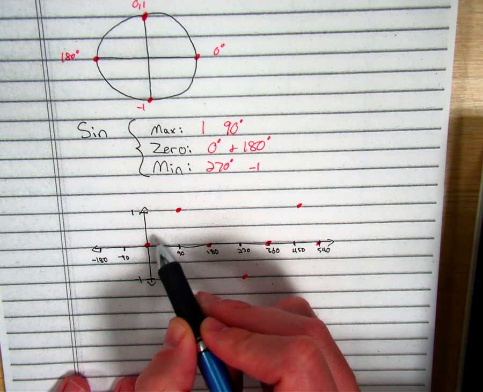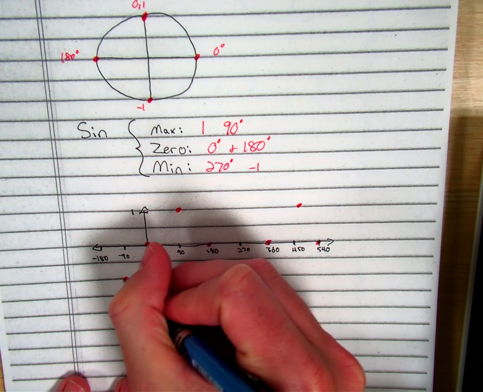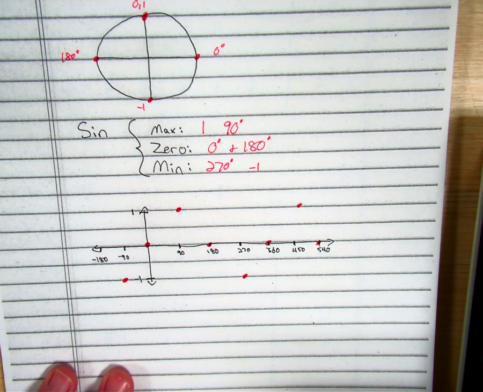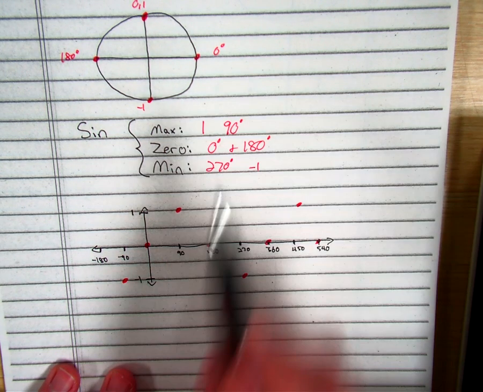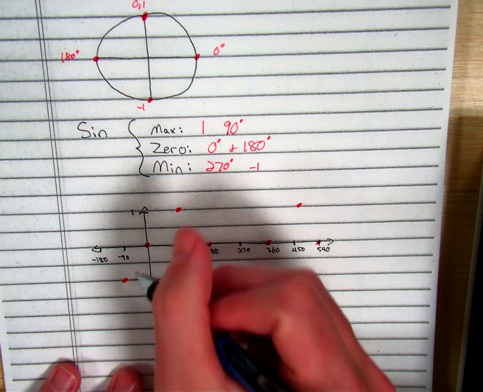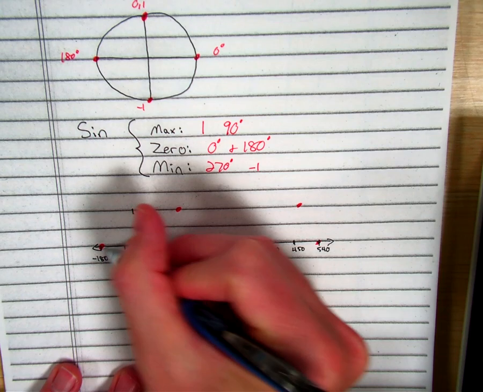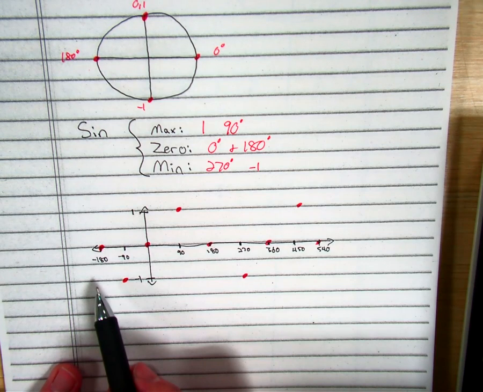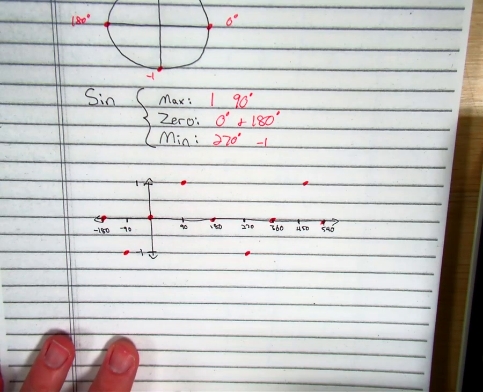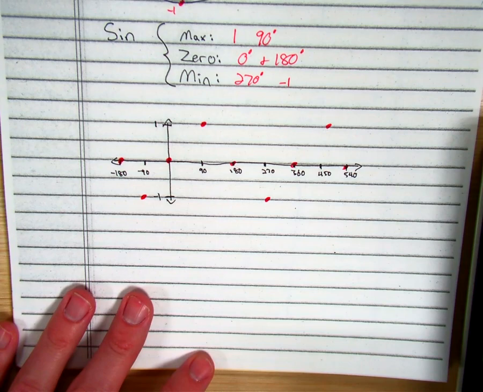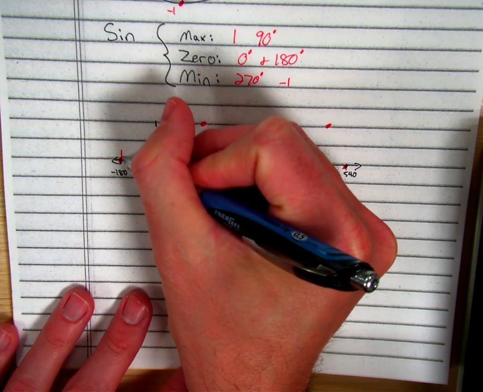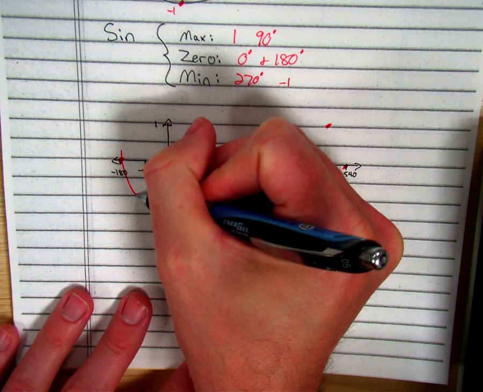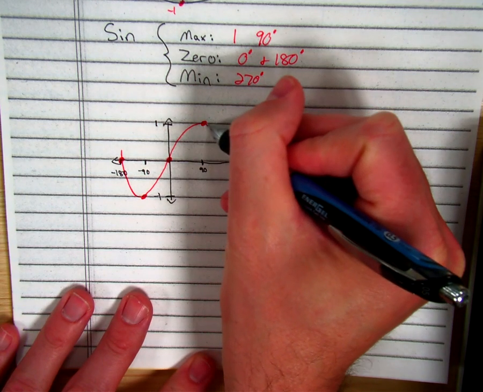Okay, and now we're going down, so -90, we'd be at -1. Think about our unit circle with negative rotations. -90 would put us down there. And -180, we'd be at 0. Okay, and then you're going to do your best to smoothly curve this out. Okay, this is a sine curve, or a sine wave.